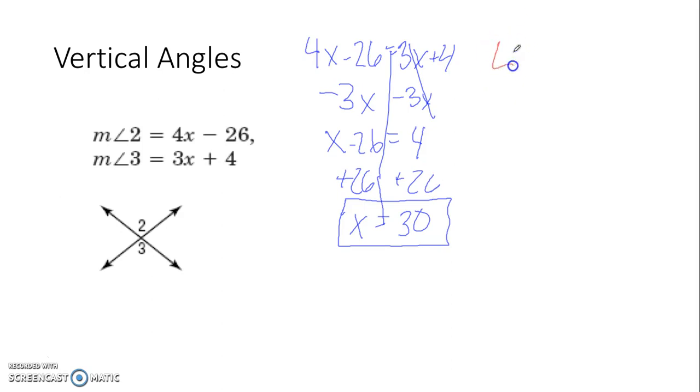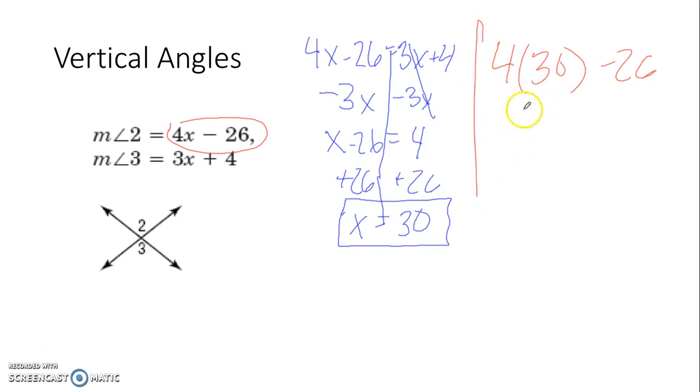So 4 times, instead of writing x, so you see what I'm doing right here, I'm using this equation and I'm just writing it down, but instead of writing x, I'm going to write 30 because x is equal to 30. So 4 times 30 minus 26. Okay, so 4 times 30 is 90. Oh, I'm sorry, it is not 90. It is 120. I misspoke, so sorry. 120. Okay, and then 120 minus 26 is 94.